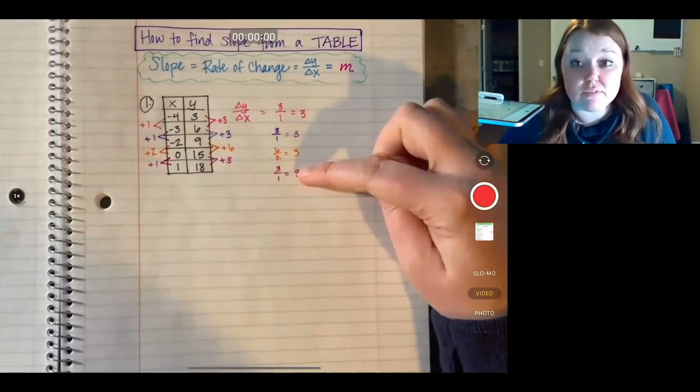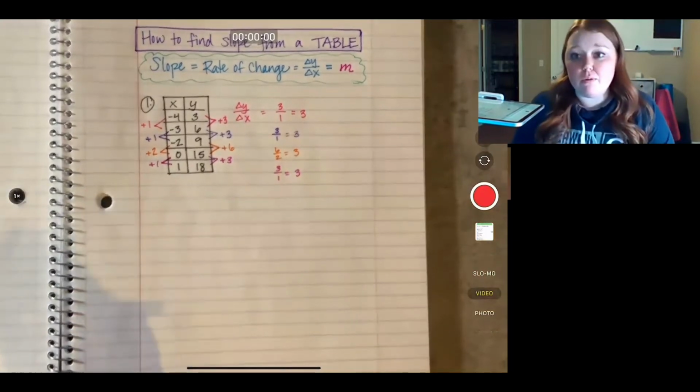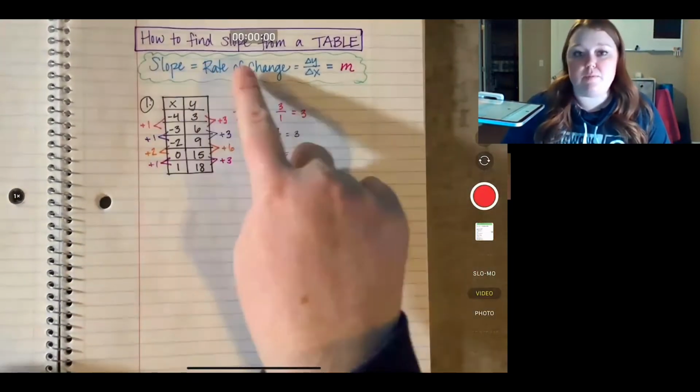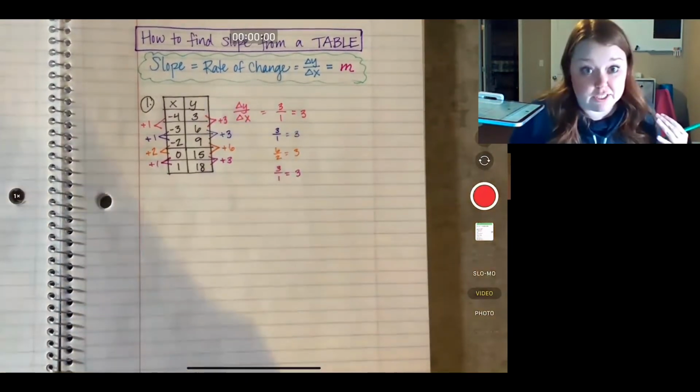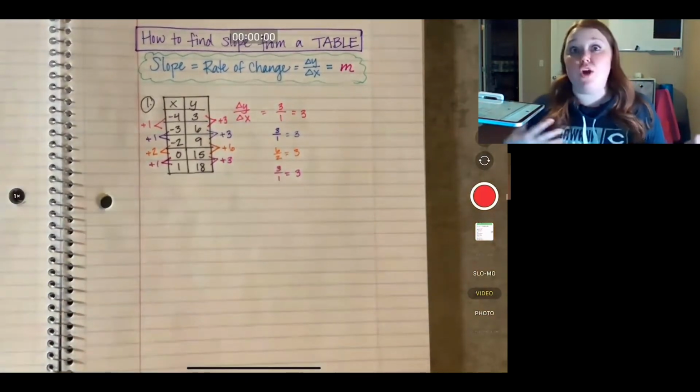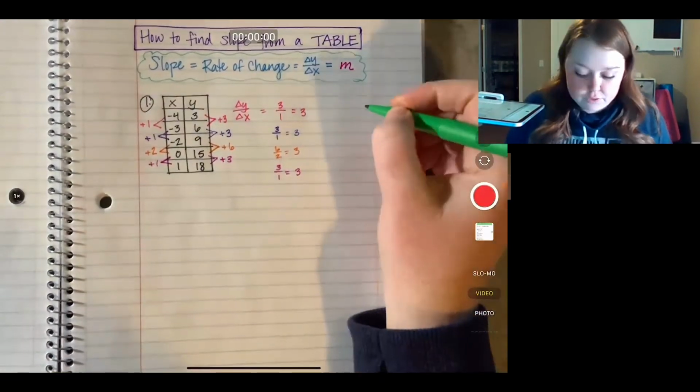It's 3. Rate of change is 3. Now, guess what? If I ask you the slope, well, slope is the same thing as rate of change. So if your rate of change is 3, then your slope is 3. Okay, so you're just going to give yourself a little note off to the side.